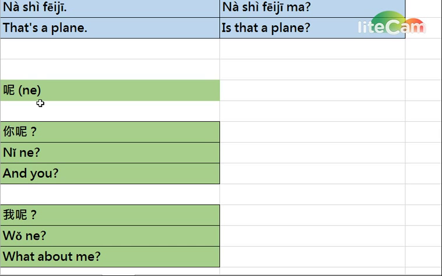All you do is put the particle ne after the thing you want to query. And this is often equivalent to saying "and" like this. It's just like "and you?", or "what about you?", or "how about you?" in English. It's just like this idea.